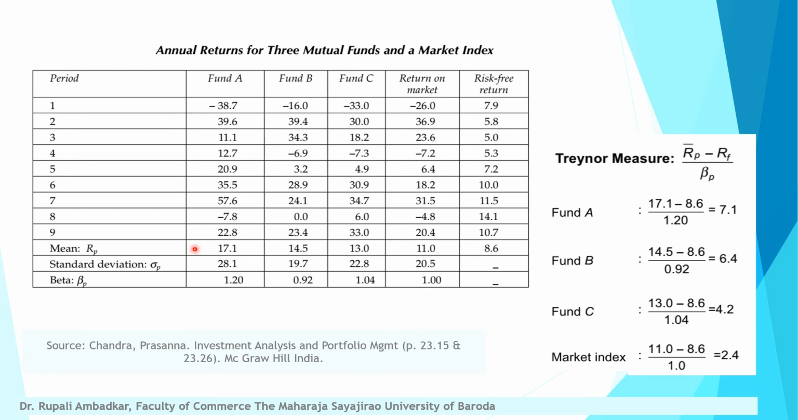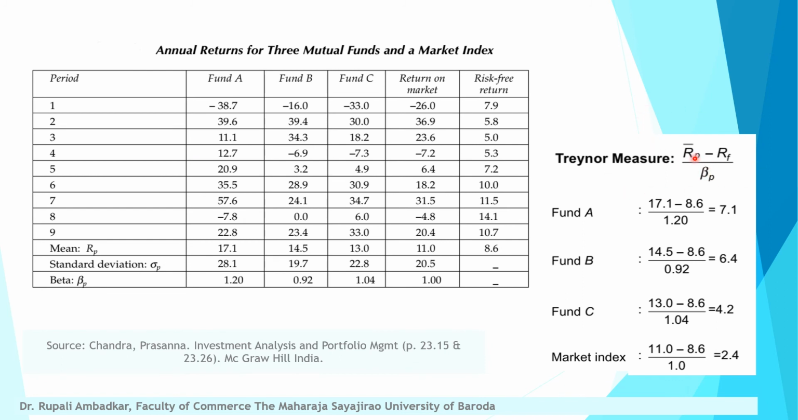We have been given the average rate of return for portfolio A, portfolio B, portfolio C, as well as for the market. We have been given the standard deviation for each portfolio as well as for the market. We also have been given beta for fund A, fund B, fund C, or we can call them portfolio A, B, and C. Remember that the beta of the market will always be 1. So with this background, we need to calculate Treynor's measure.